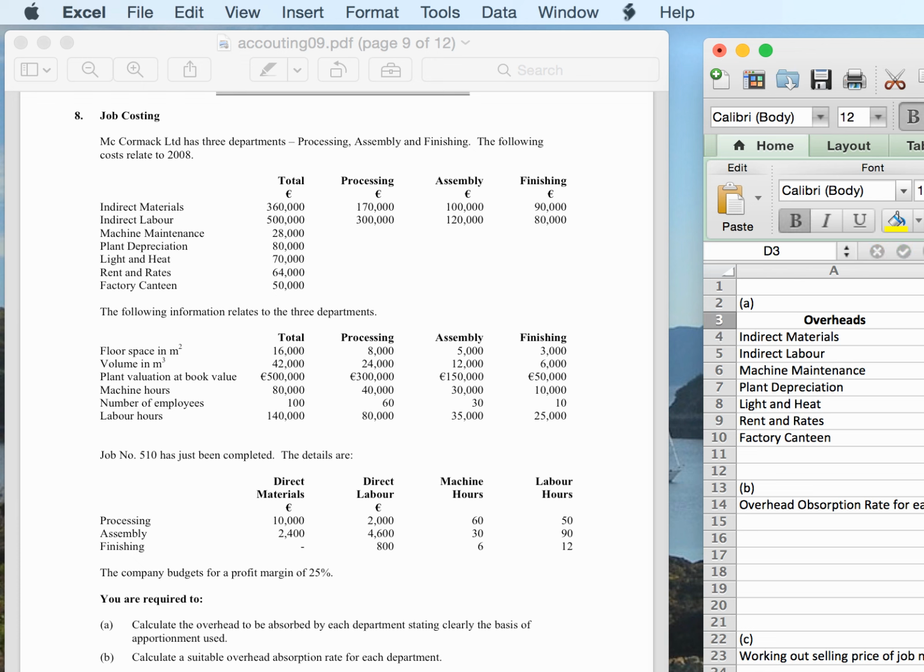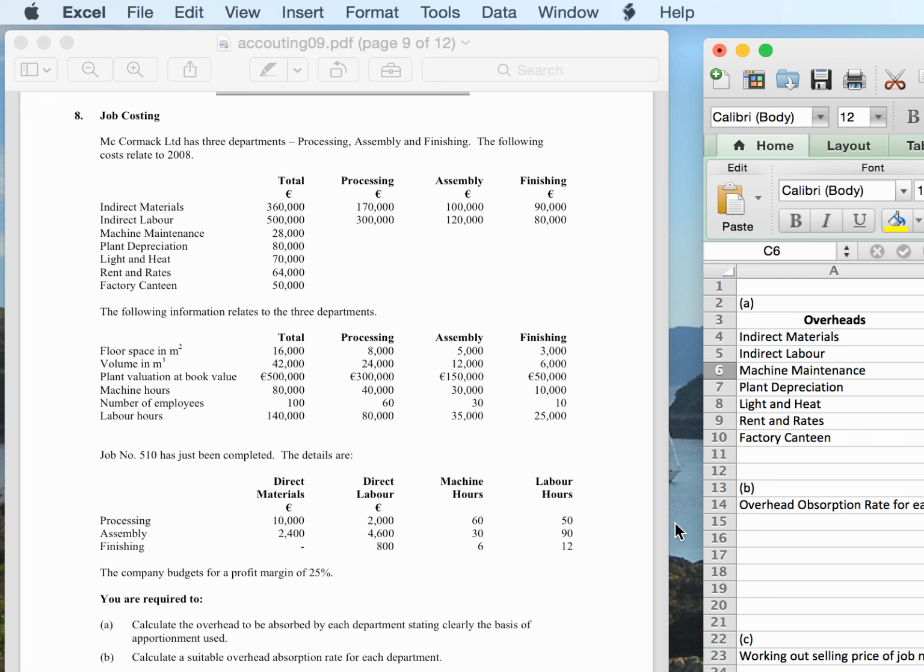Now our departments, so we have processing, we have assembly, and we have finishing. So they're already allocated out, 170,000, 100,000 and 90,000. The other then is 500,000, and that's divided into 300,000, 120,000 and 80,000.